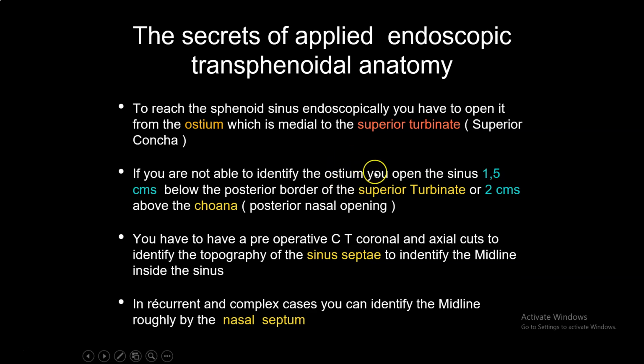If you are not able to reach the ostium, for whatever reason, you go 1.5 centimeters below what? The posterior border of the superior turbinate, not below the superior turbinate, but below the posterior border of the superior turbinate. As we said, it is medial and posterior to the superior turbinate. Or you go 2 centimeters above the choana, which is the posterior nasal opening.